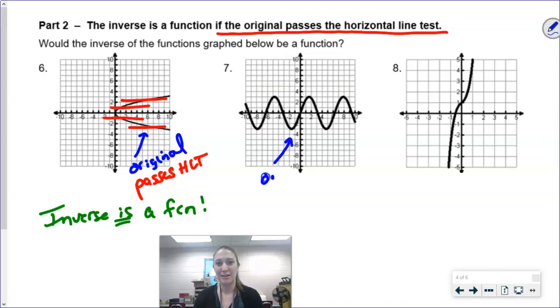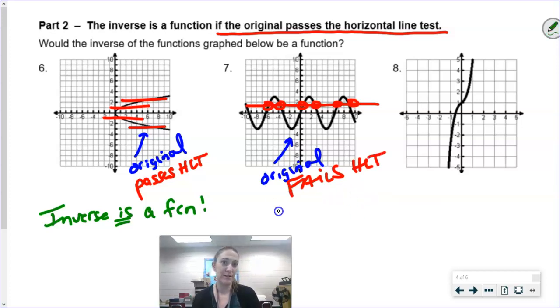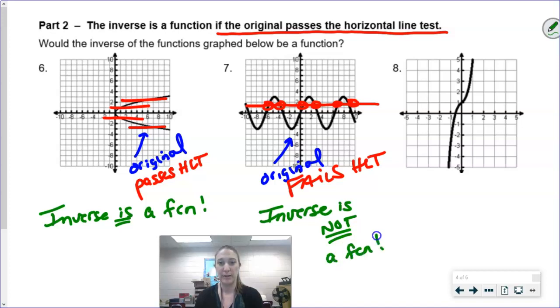This is a sine function. This is the original. We don't know what the inverse looks like. But here's what I can tell you. When I perform the horizontal line test on the original, oh my goodness, it fails so bad. Fails. All right. Fails the horizontal line test. So because the original failed the horizontal line test, that means the inverse, whatever it looks like, is not a function. And again, this was an example where the original was a function. The inverse would not be a function.